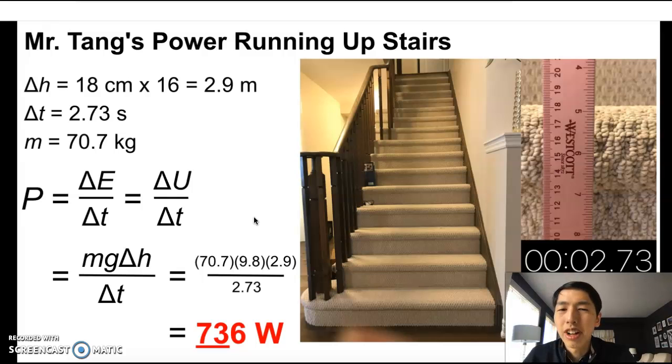All right, so that's an example of a calculation of power, and I did this one in terms of energy divided by time. Later on in this video, there'll be one based on work divided by time. So I ran up these stairs as fast as I could. I got 736 watts. Is that good? Is that a high power or is that a low power?